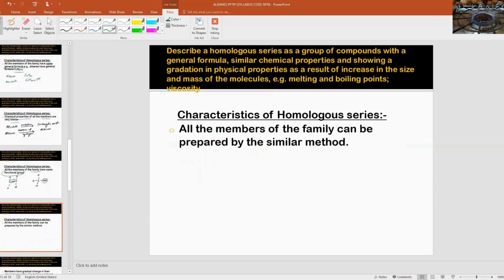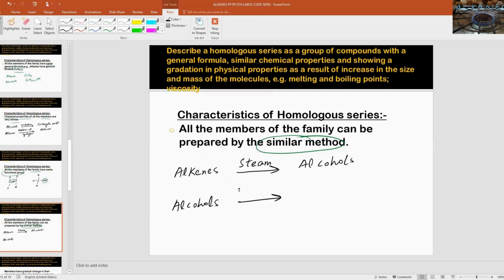All the members of the family can be prepared by similar methods. For example, alcohols can be prepared by the hydration of alkenes. Hydration of alkene means we are reacting alkenes with steam or water to get alcohol. Carboxylic acids can be prepared by the oxidation of alcohols.